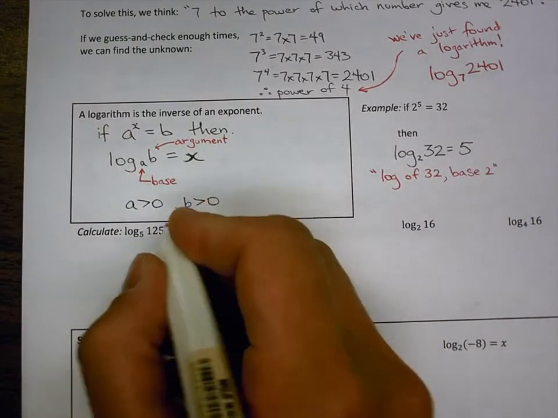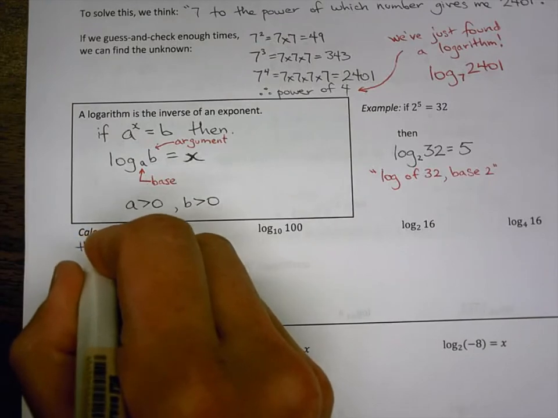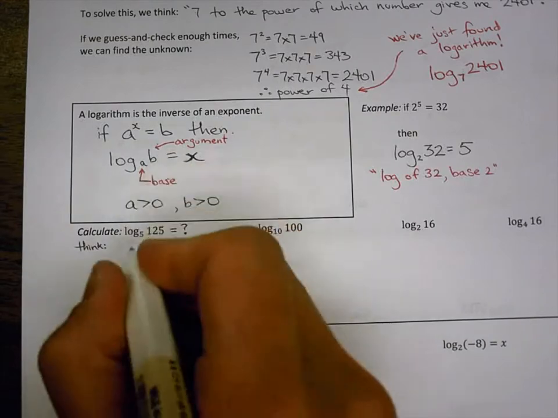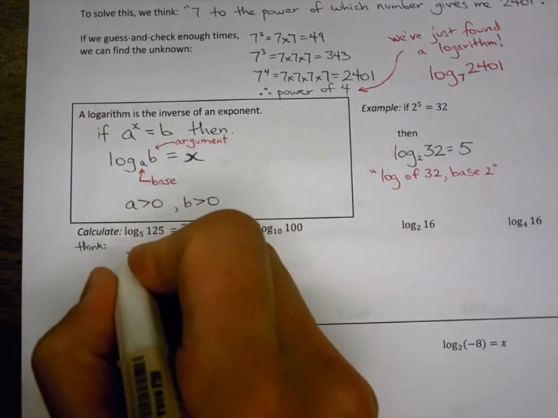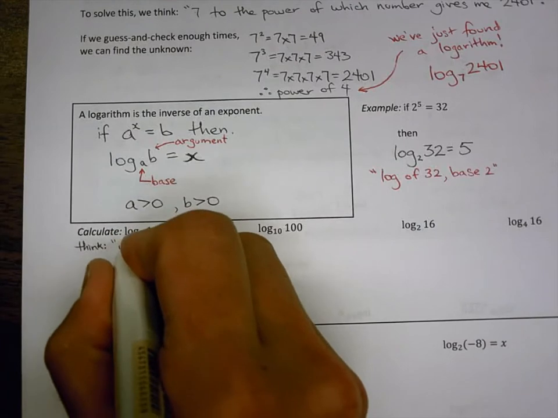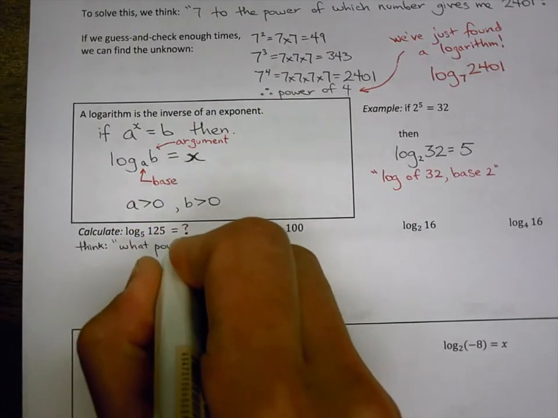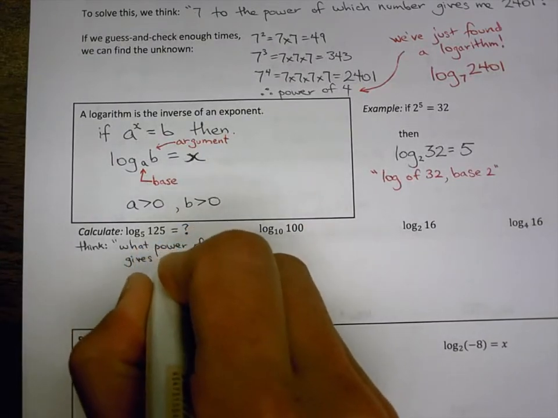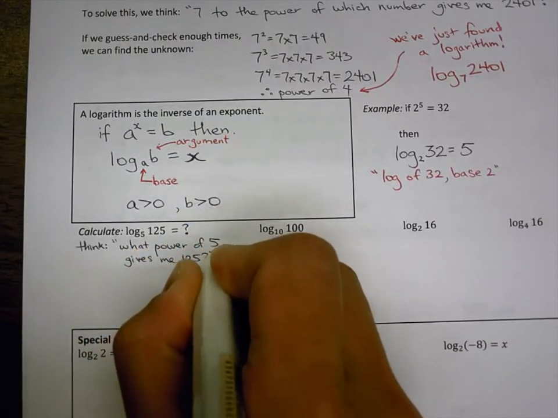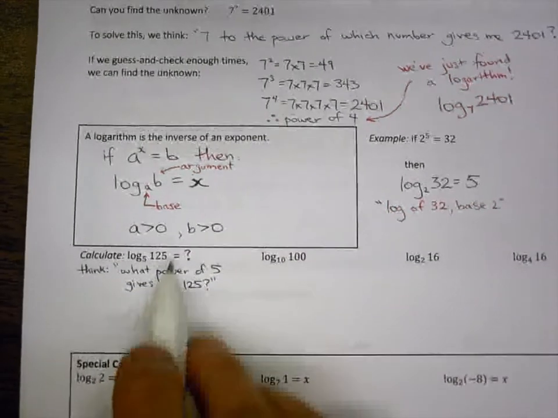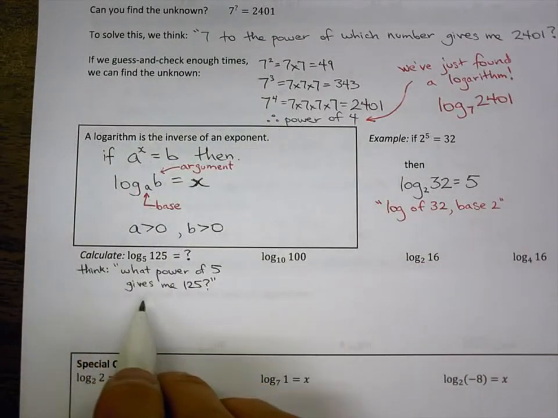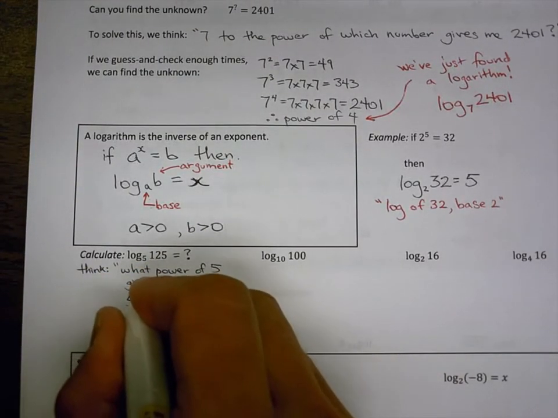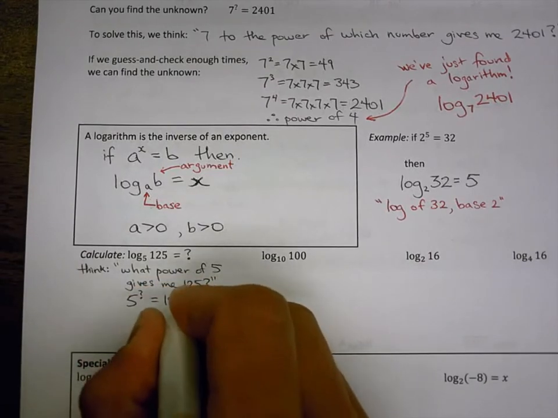And how is that person going to figure it out? Well, they're going to rewrite this question by thinking, well, let me rewrite this as an exponential. So my base is 5. Actually, sorry, I'm just going to write it in words. What power of 5 gives me 125? So we have essentially the same question we have at the beginning, right? 5 to what power gives me 125? In other words, and this is probably more useful to write, 5 to the power of what equals 125?